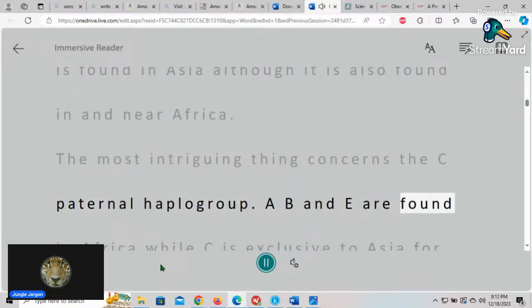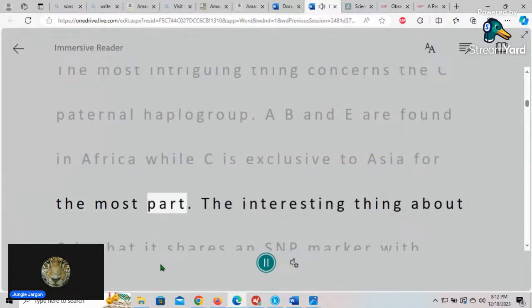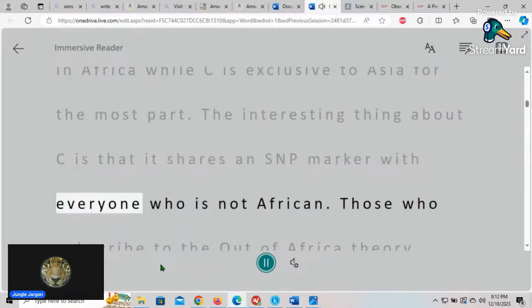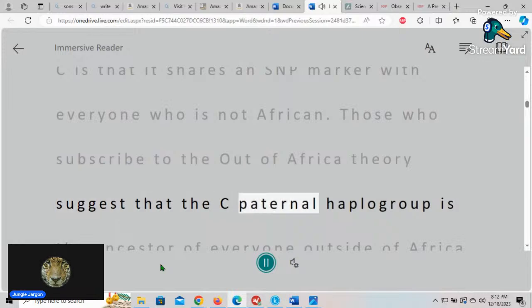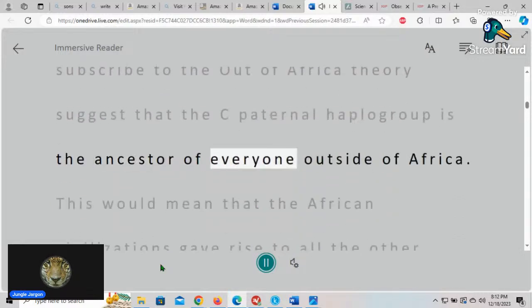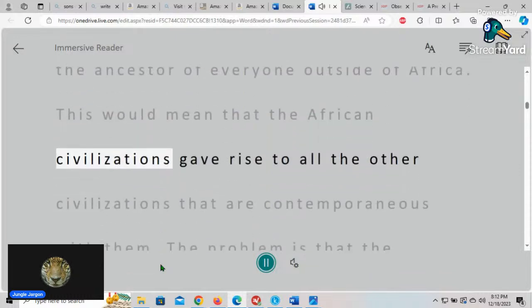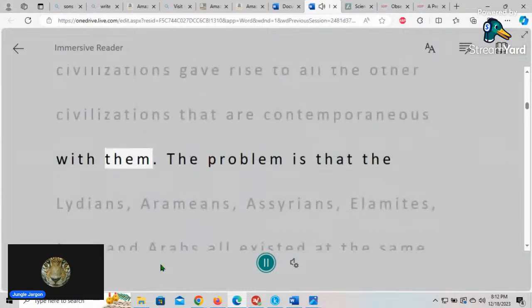A, B, and E are found in Africa, while C is exclusive to Asia for the most part. The interesting thing about C is that it shares an SNP marker with everyone who is not African. Those who subscribe to the out-of-Africa theory suggest that the C paternal haplogroup is the ancestor of everyone outside of Africa. This would mean that the African civilizations gave rise to all the other civilizations that are contemporaneous with them.